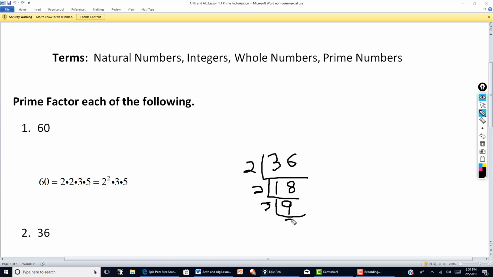3 into 9 will be 3. Smallest prime that divides 3 is 3. And that would go 1. And then these numbers right here are the factors that multiply to give you the 36. So that would be the prime factorization of 36: 2 times 2 times 3 times 3.